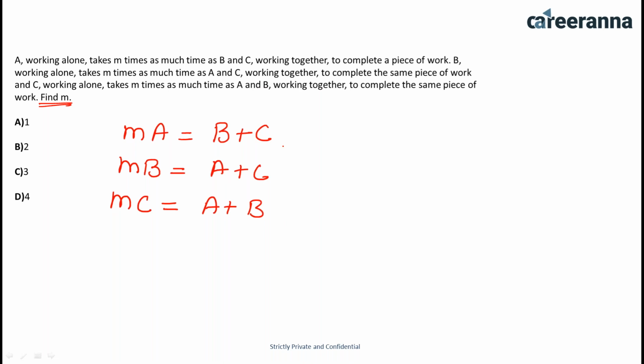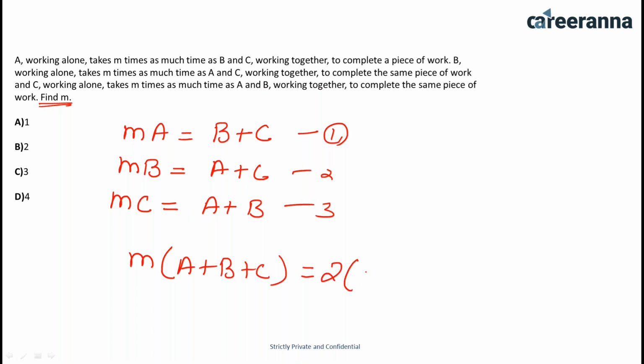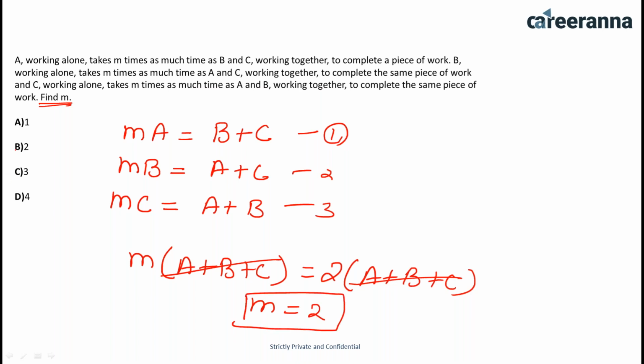For finding the value of M, if you add all these equations, you can easily solve for M. So adding equations 1, 2 and 3, taking M common, you can say that M times (A plus B plus C) is equal to, since all the variables are coming twice, twice of (A plus B plus C). Now both are common, so you can cancel these out, and you will get the value of M is equal to 2. So the value of M is 2 here, which is option B.